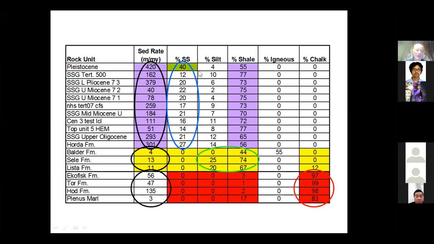Very quiet environment. Right here, between Balder and Horda time, we changed into an environment which was catching new sediment from a completely new source at a much higher rate with a lot of coarse clastic material. So a very different scenario.